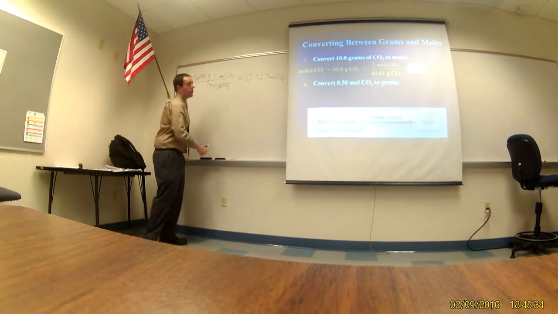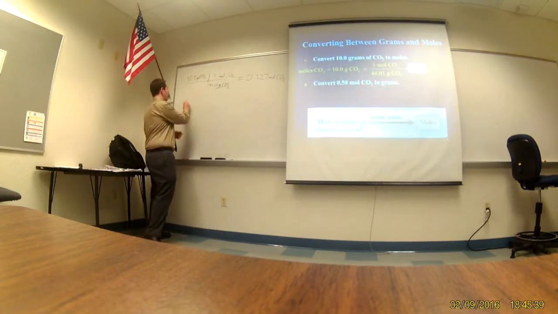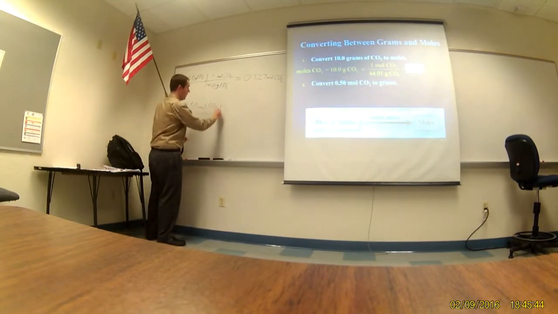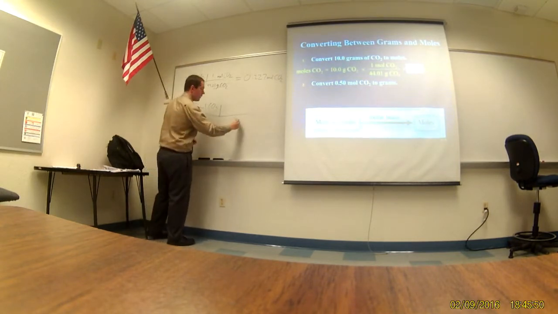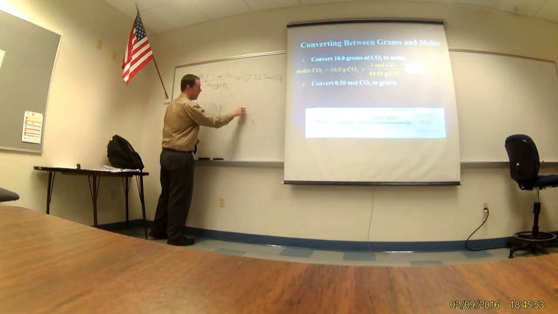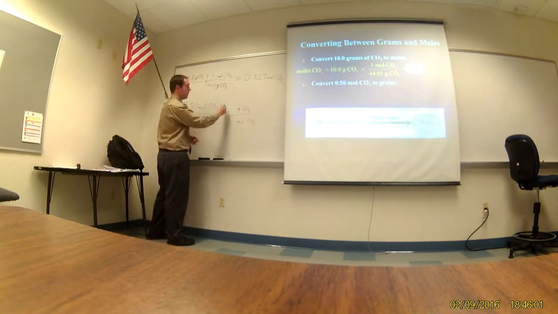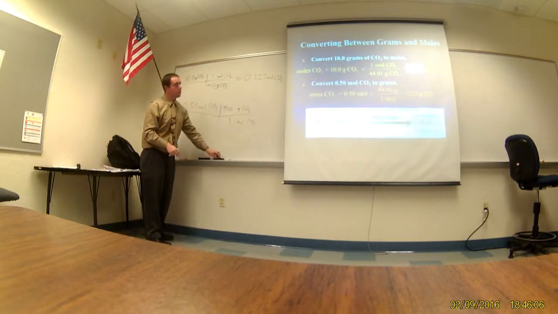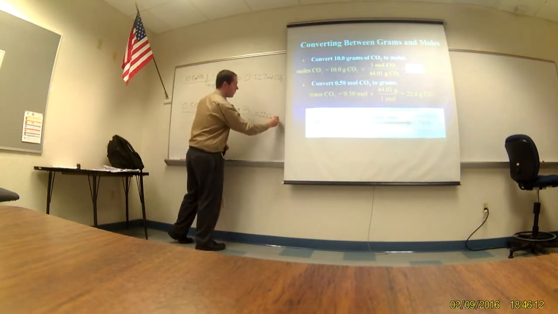Wait, we can also go the other way. We can go moles to grams. So I'm going to start with 0.50 moles of CO2. What's my unit here? Moles of CO2. What's my unit here? Grams of CO2. It's the same conversion factor, I've just flipped it. So 1 mole of CO2 equals 44.01 grams of CO2, and that equals 22.0 grams of CO2.